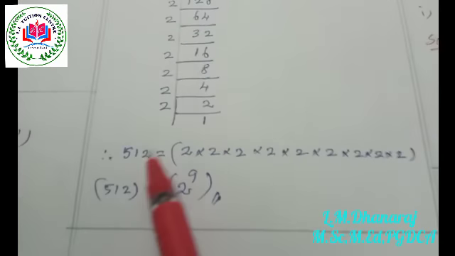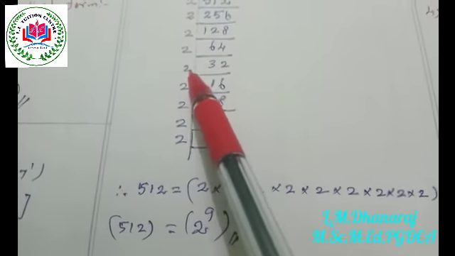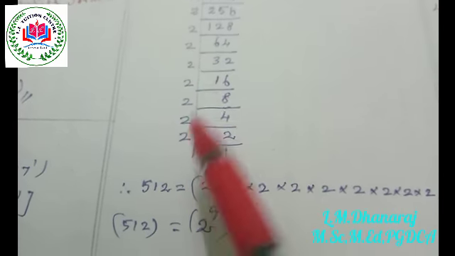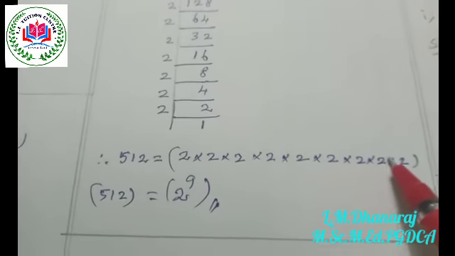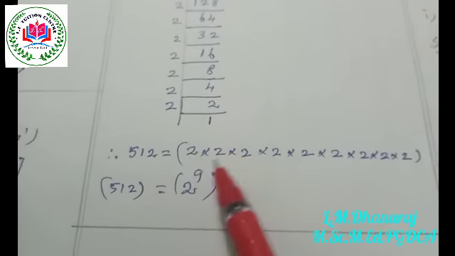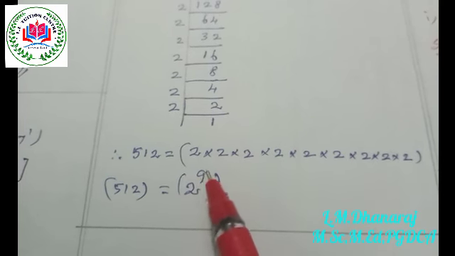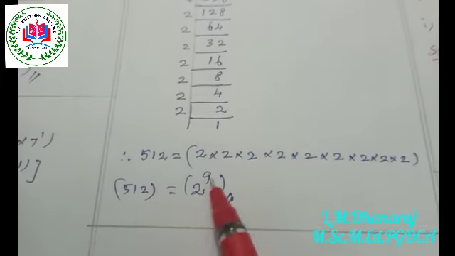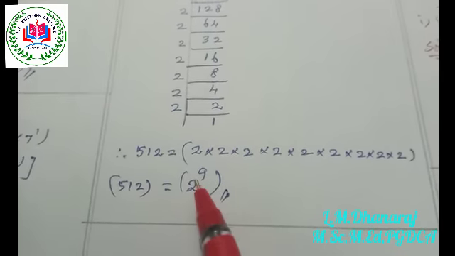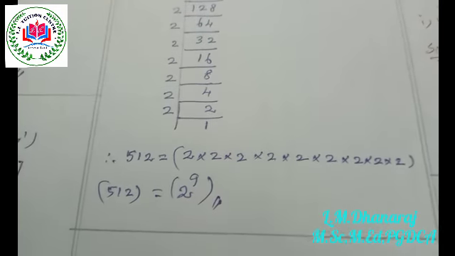So 512 can be written in the form of 2 into 2 into 2 into 2 into 2 into 2 into 2 into 2 into 2. That is the expanded form, and that is 9 times. So 2 power 9, this is called exponential form. So 512 can be written in the form of 2 power 9. Okay.